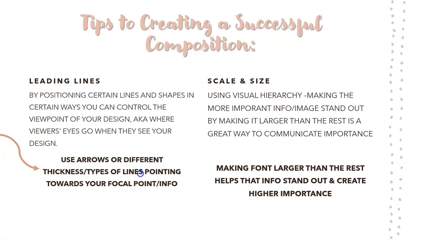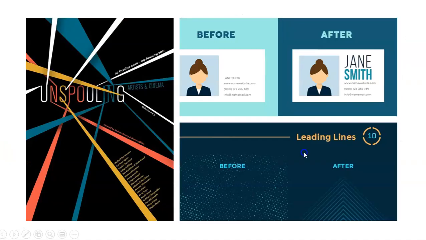Scale and size is another helpful tip. So using visual hierarchy, which is what we just talked about, making the more important information stand out by making it larger than the rest is a great way to communicate how important it is. So making font larger than the rest, again, helps it stand out, and then it also creates that higher importance.